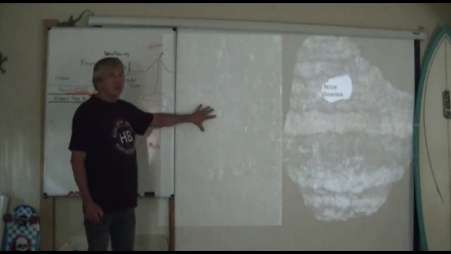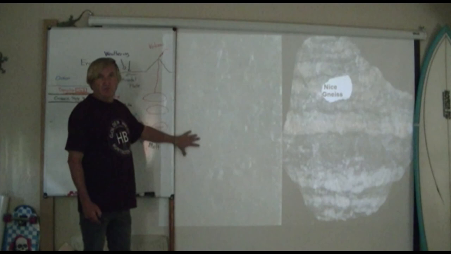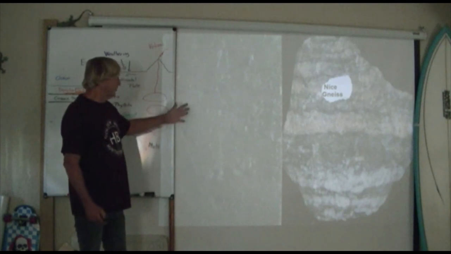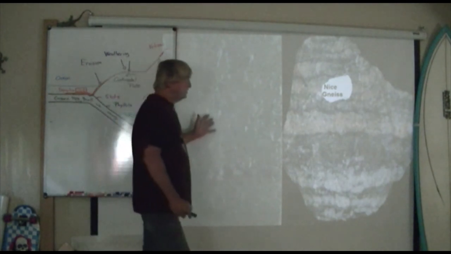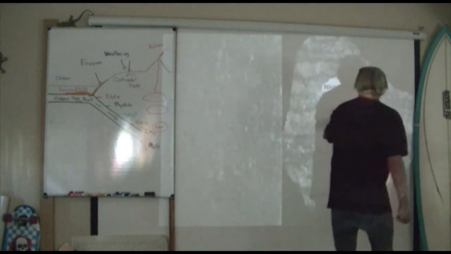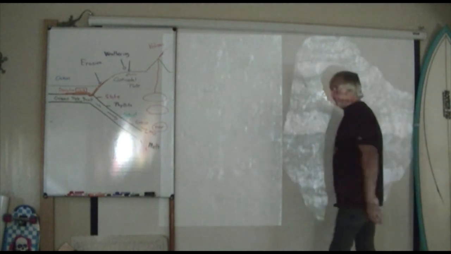So this is a slate which has no visible minerals in it. It's a very dark rock. I should have picked a lighter one. And this is a gneiss. What's in this gneiss is in this slate.